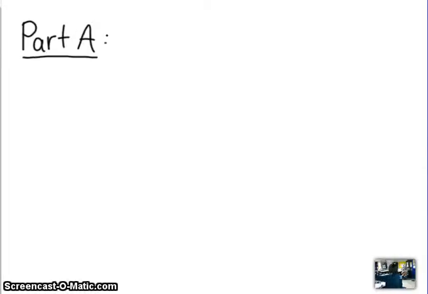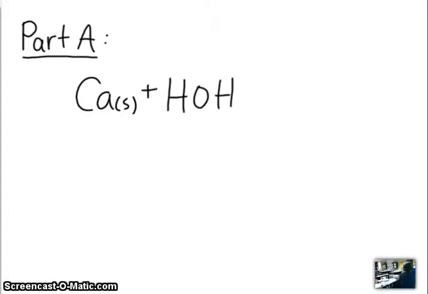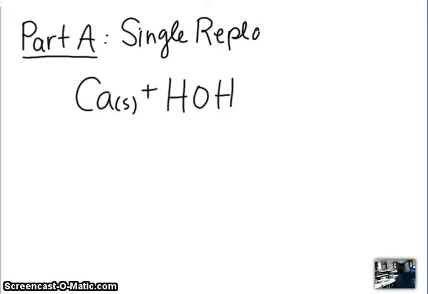In part A, which was the front lab bench, basically what we were doing was taking calcium, which was a solid metal, and reacting it with water. We added the calcium to the water. And I'm going to write water a weird way just for a moment so that you can understand how this works. Part A involved single replacement reactions. And we've already dealt in other labs with what a single replacement reaction is.